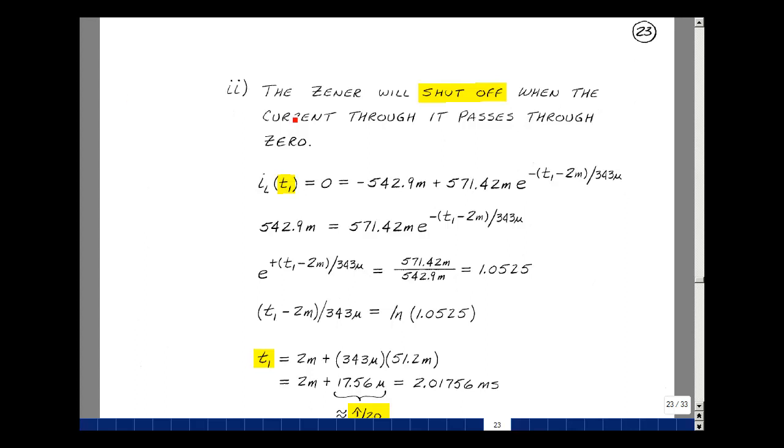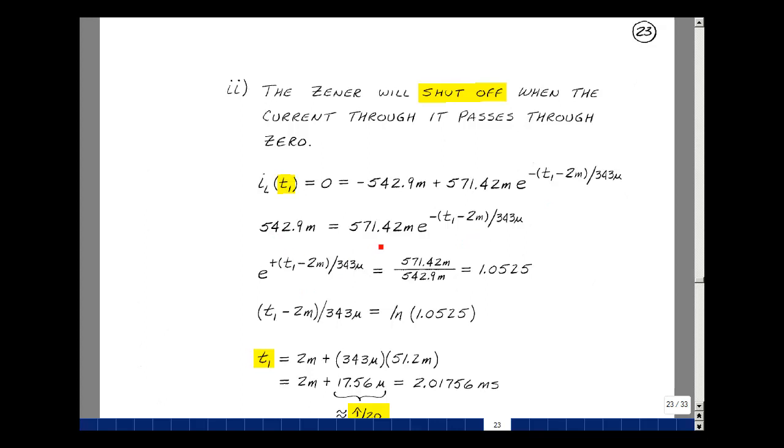As I just mentioned, the Zener will shut off when the current through it passes through 0. The current that's in the inductor is the current that's in the Zener. Suppose that it passes through 0 at some time t1. Just put in for t1, solve for t1. Bring this on the other side of the equation. We've got this expression over here.